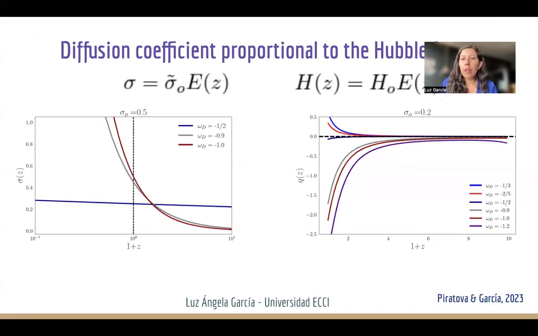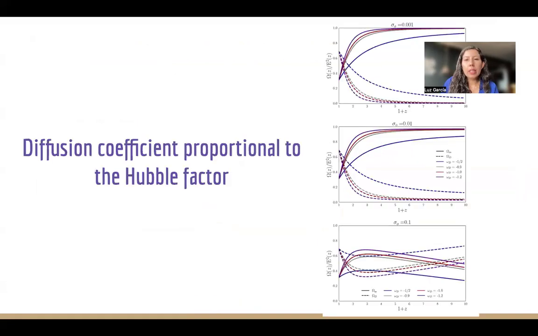Here we have an additional trend in both cases. And basically here we have what we get for the energy fractions with different sigma 0 values, and we're increasing from top to bottom.